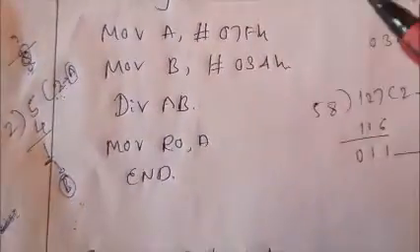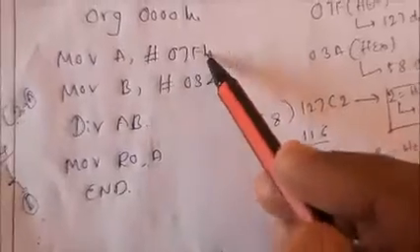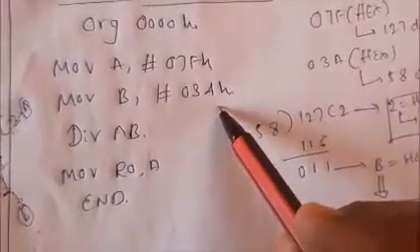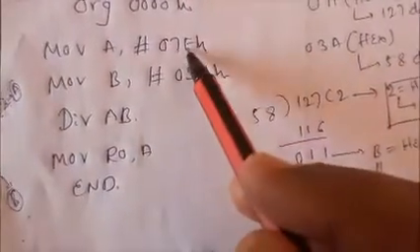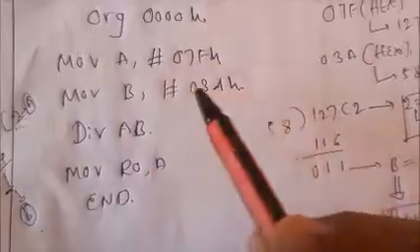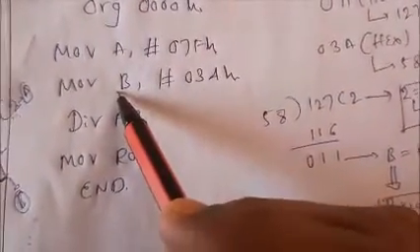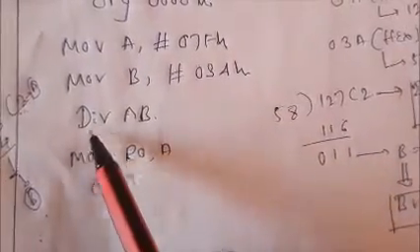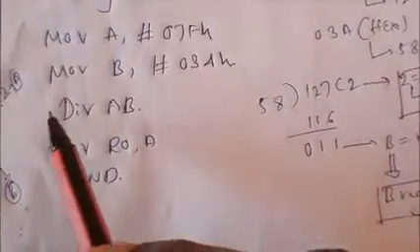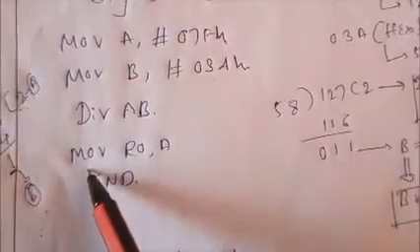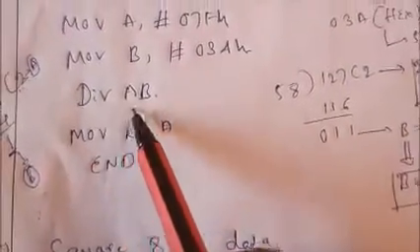This is very easy. Here I took one more example: 7F divided by 3A. This is the numerator, this is the denominator. I need to load the two numbers. So the first number I am loading into register A with MOV. The second number, the divisor, I am loading into register B. Next I need to perform the division. For that you have to write only DIV space AB. When you are typing the instruction, you can type it in capitals or small letters, no problem.